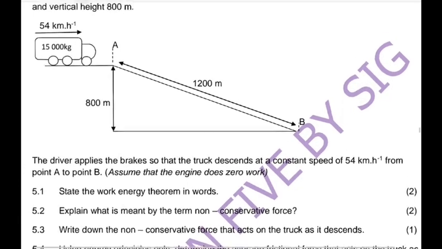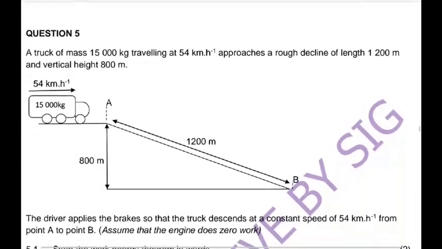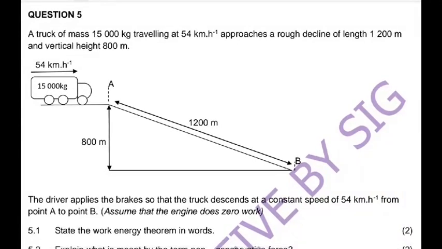We're continuing with the revision of the mock trial paper that we've got. So we're on question 5. It's about work, energy, and power.